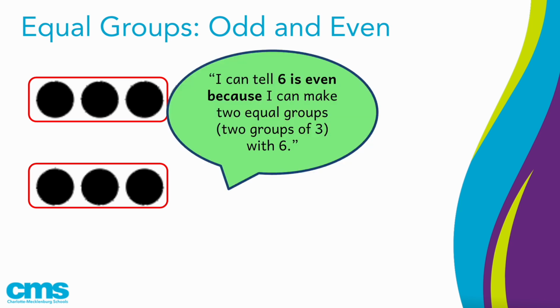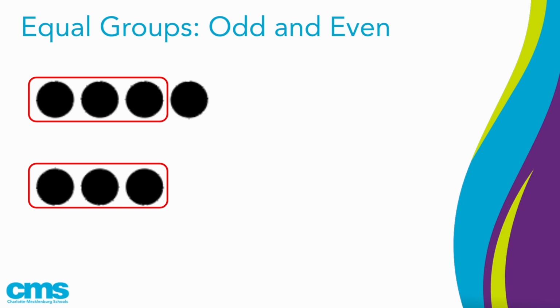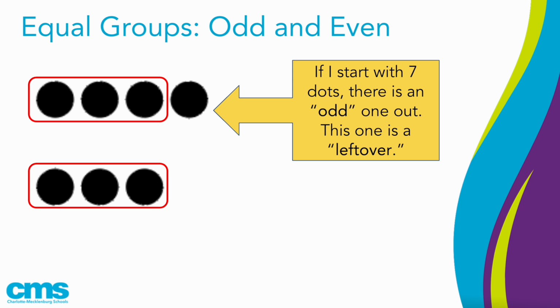So we would hope that students could explain how they know it's 6 by telling how many equal groups they are able to make and how many are in those groups. Sometimes, though, we might add another counter to our set and ask how that changed things. Does it still look like 2 equal groups? Well, if we start with 7 dots, no, there aren't an equal number of groups because there's this odd one out, right? There's one that's left over, and that makes 7 different from 6 because it has a leftover.